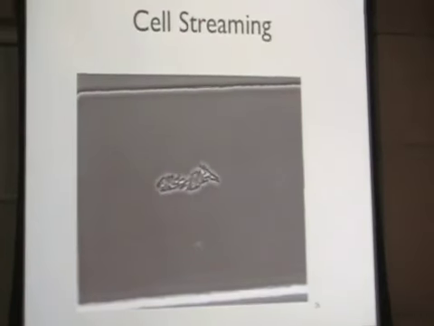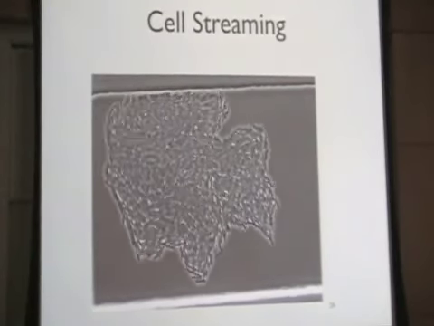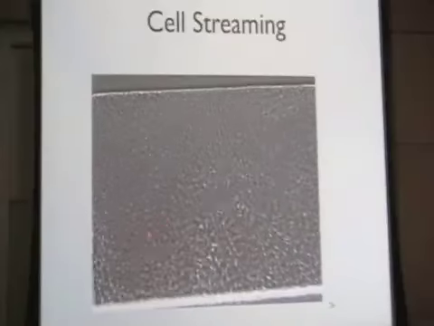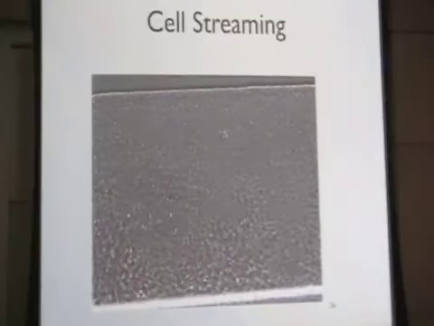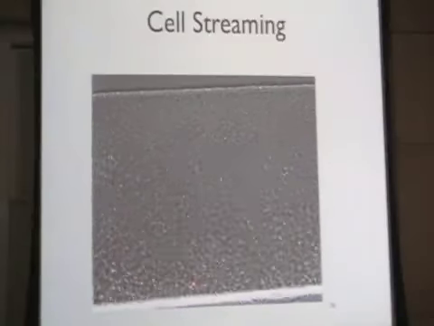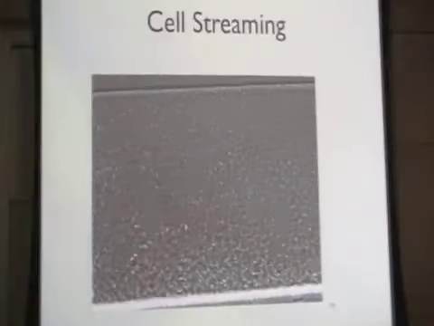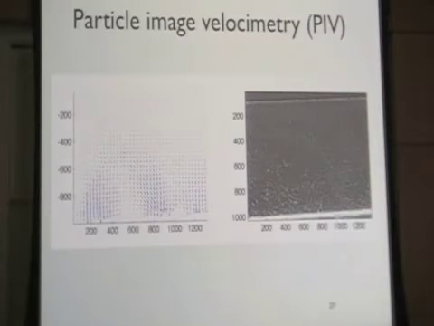Okay. So now back to that first movie I showed. If you look at it again, I want to focus your attention on these streams which I curved here. You see that cells are flowing here, but not as much here. Maybe that's your imagination, but if you do some analysis of this picture and then do particle image velocimetry, you really see streams.